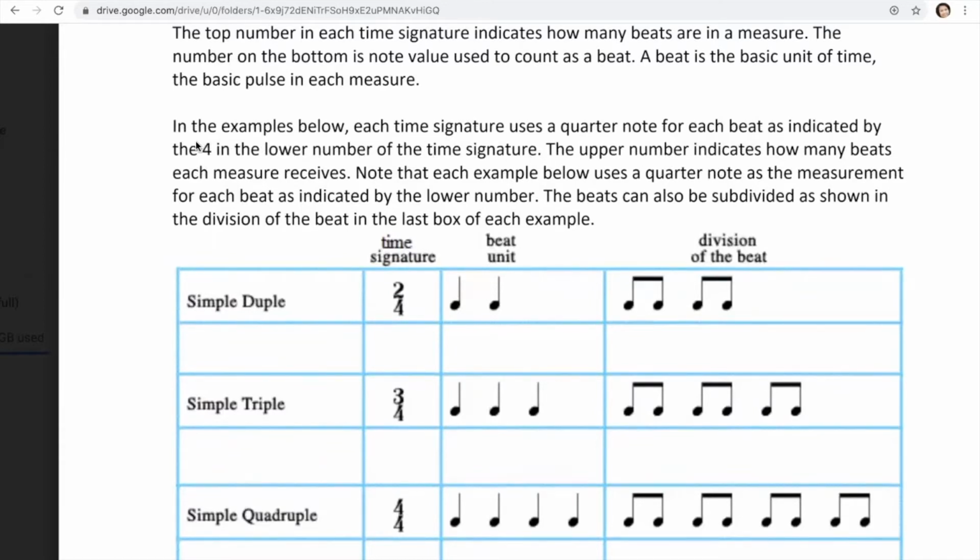So let's go over this again. In the examples below, each time signature uses a quarter note for each beat as indicated by the 4 in the lower number of the time signature. The upper number indicates how many beats each measure receives. Note that each example below uses a quarter note as the measurement for each beat as indicated by the lower number. The beats can also be subdivided as shown in the division of the beat in the last box of each example.